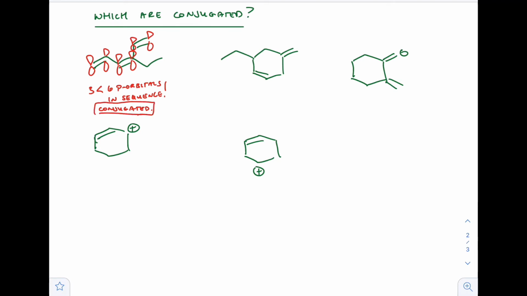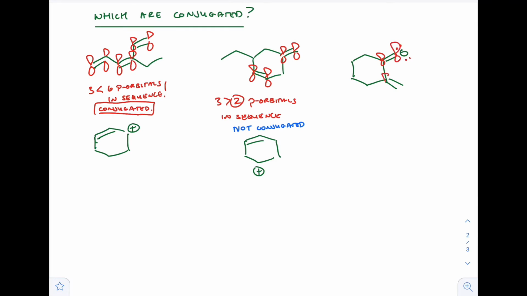Okay, now let's take a look at this next one. So we have a p orbital here and here. We also have 2 over here, but they are not adjacent, right? So we do not have 3 in a row. We only have 2 p orbitals in sequence, and twice though. And so this is actually not a conjugated system. So this would be an isolated diene. Okay, important to distinguish between the two.